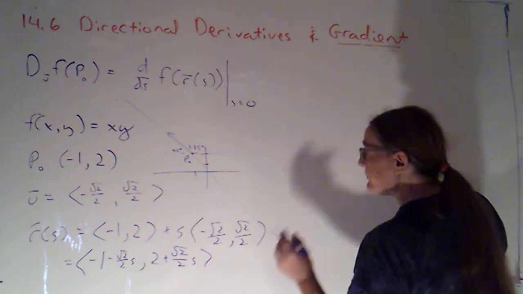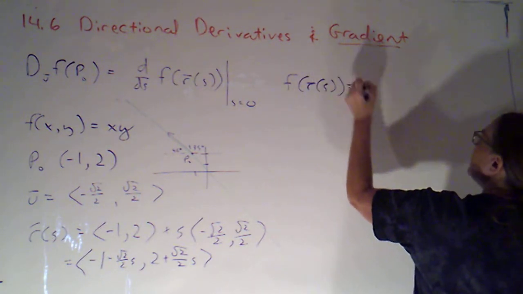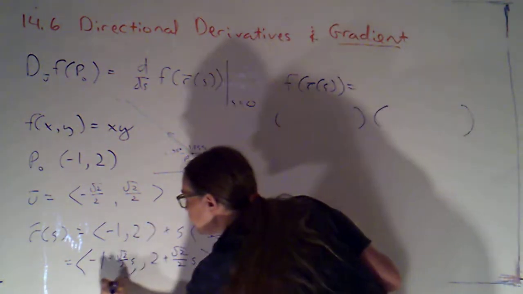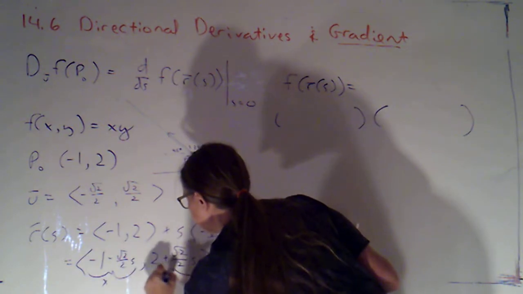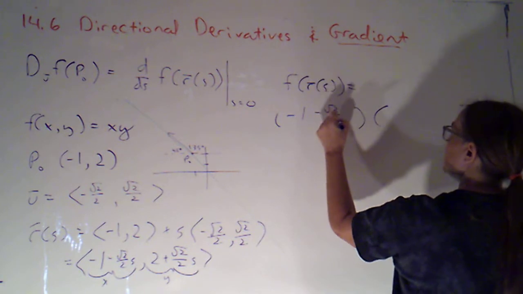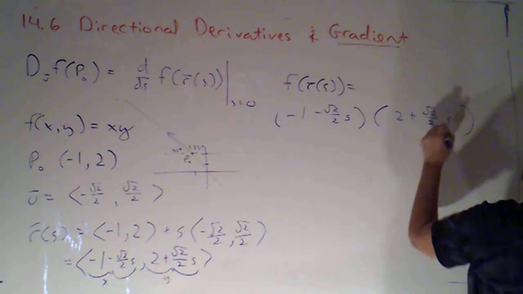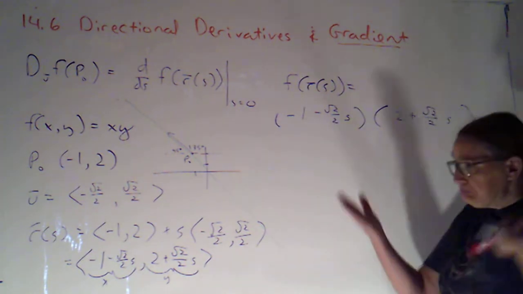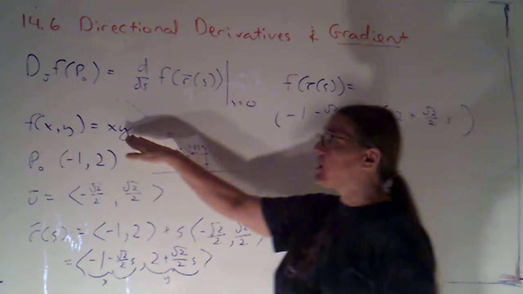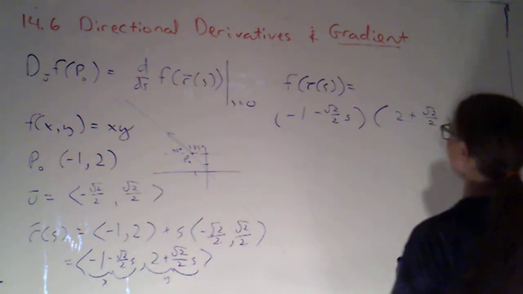All right, if I were to take f of r of s, that's x times y, where this is my x and that's my y. So it's -1 minus root 2 over 2 s times 2 plus root 2 over 2 s. So I'm going to have to FOIL that out. Not the end of the world, but a little bit tedious. And I can certainly see if I had a more complicated function how it could get pretty tedious to actually work everything out.